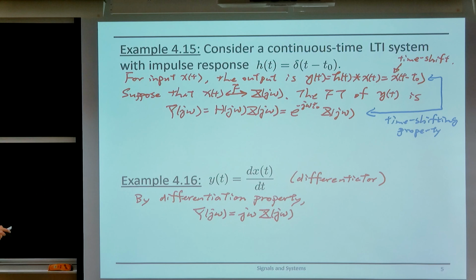Now, by the fact that Y should be equal to the frequency response times the Fourier transform of the input, therefore, you can imply that this j omega is the frequency response of the system. Okay? So hence, the frequency response of a differentiator is this j omega.